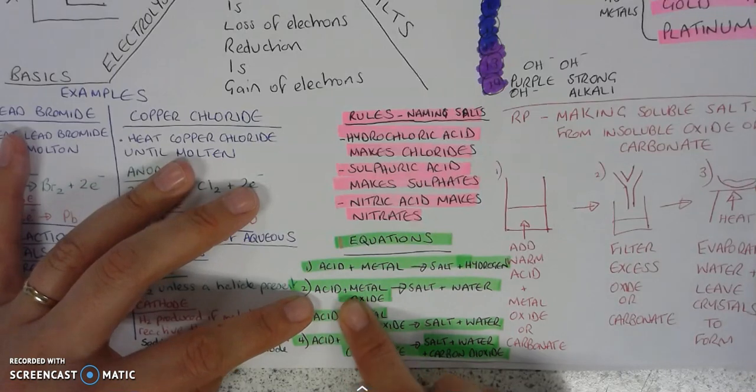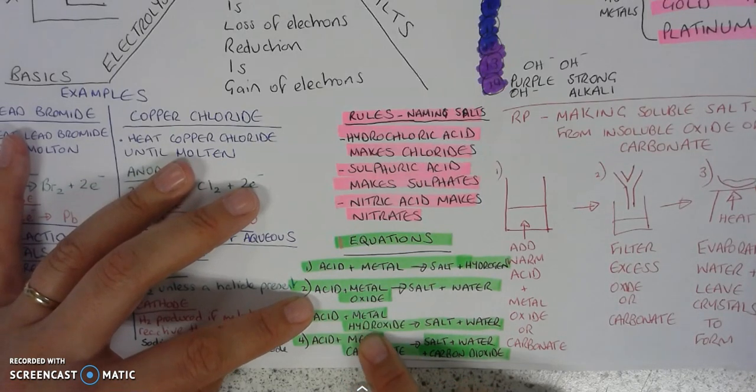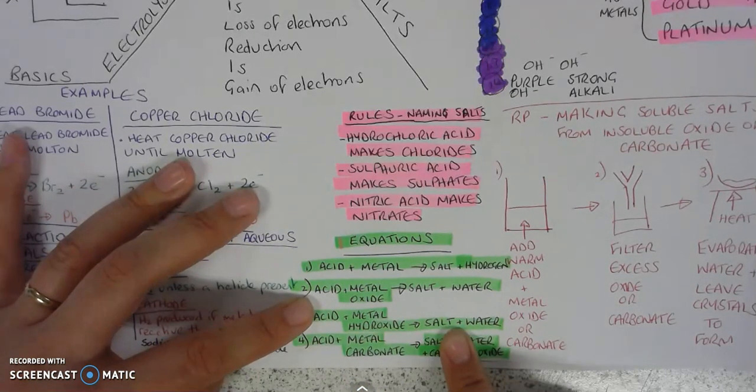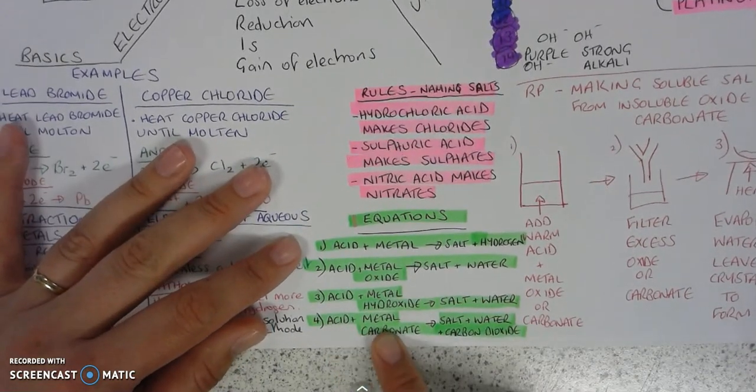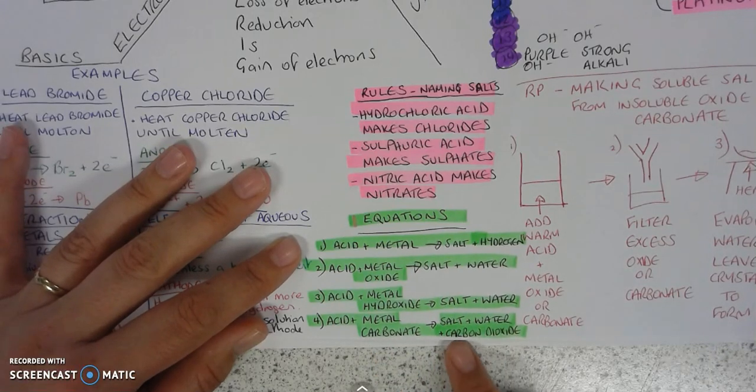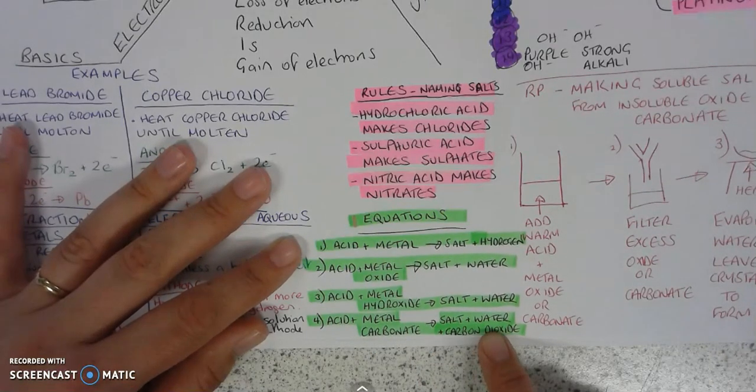If I took an acid and mixed it with an oxide or a hydroxide, both of these make exactly the same thing, a salt and water. And then lastly, an acid plus a metal carbonate will make a salt and water again, but this time, because it's a carbonate, I also make carbon dioxide.